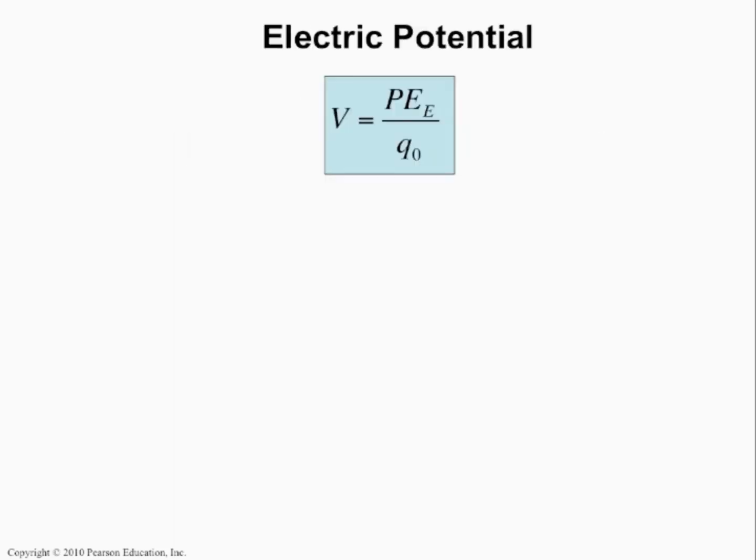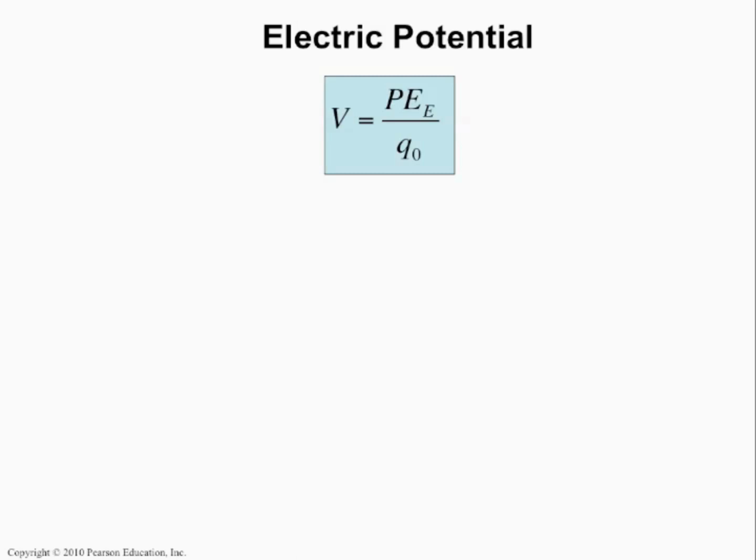This is what that definition looks like, written as an equation. V equals PE over Q0. All right, what does that mean? V is volts. Volts is the unit of electric potential. PE stands for electrical potential energy. And Q0 is just charge.